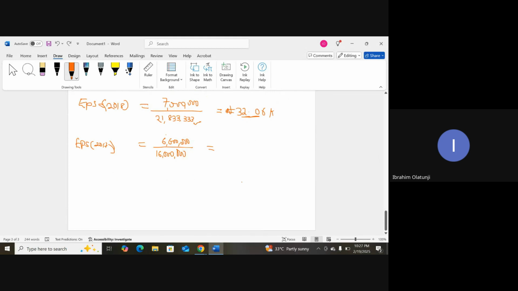So what do you have? 41.25. 41 naira, 25 kobo. So that is that. So let's now move to the next part.